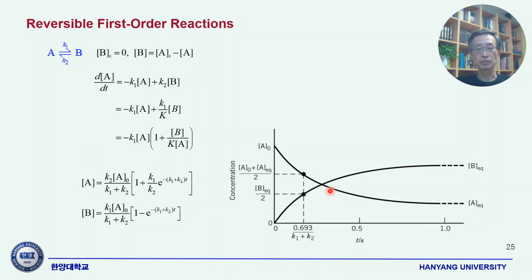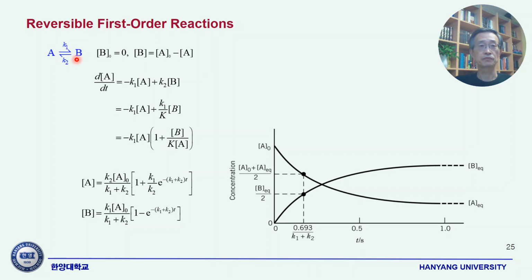And then this is plotted: concentration A and concentration B, where B was 0 at the beginning, as a function of time. And then if you consider this as a first order reaction, the half-life is ln2, which is 0.693 over k, in this case usually k1.